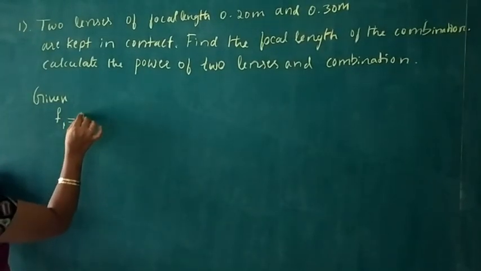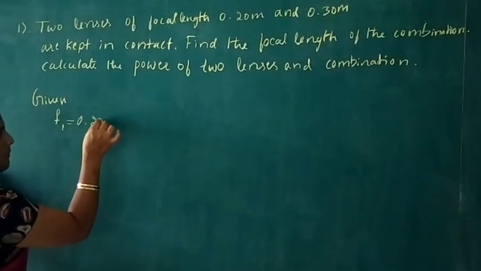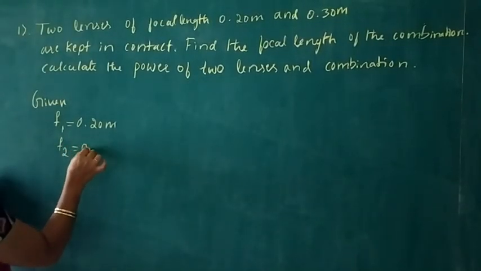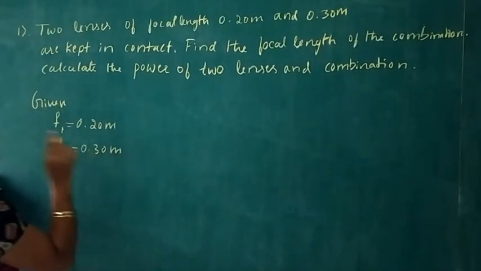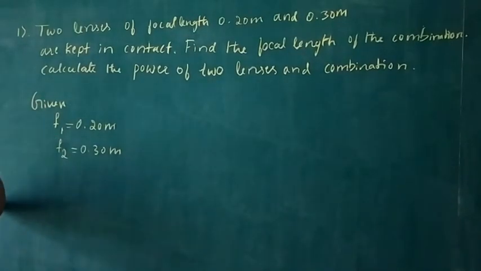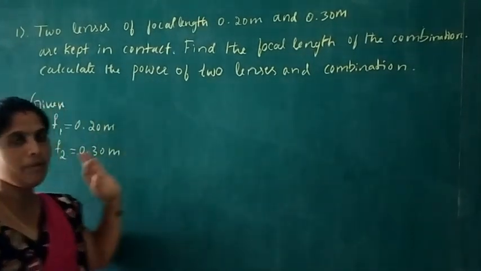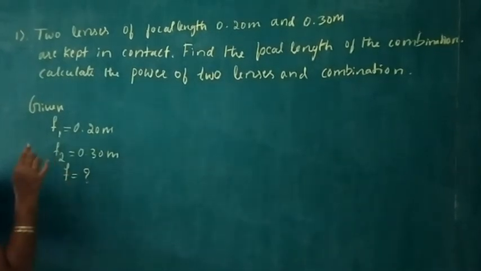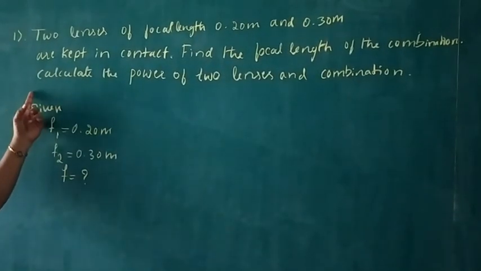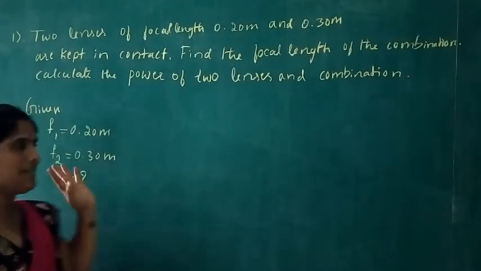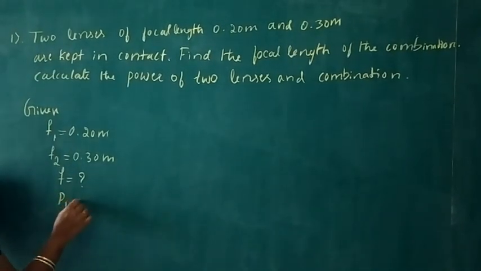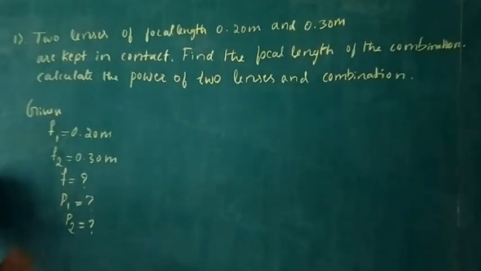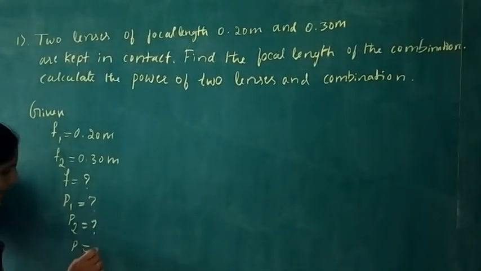F1 is equal to 0.20 meter and F2 is equal to 0.30 meter, kept in contact. Find the focal length of the combination, that means the effective focal length. So calculate F, and also calculate the power of the two lenses, that is P1, P2, and the power of the combination, that is P.